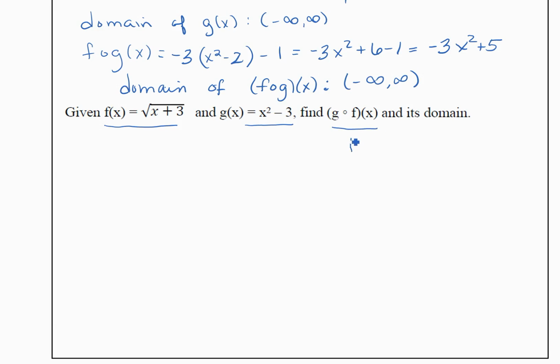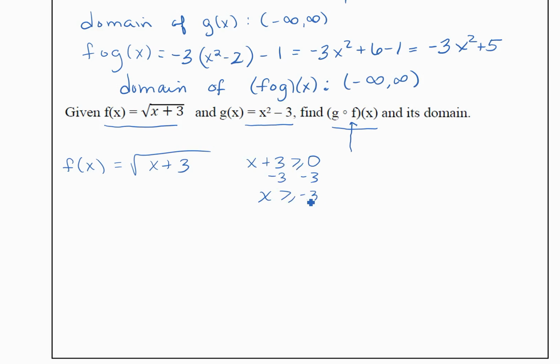So notice we're always going to look at the function that we're plugging in first, f of x. So here f of x is equal to the square root of x plus 3. And remember, with square roots, we need the radicand, the thing under the square root. So we need x plus 3 to be greater than or equal to 0. So if we subtract 3 from both sides, that's going to tell us that x has to be greater than or equal to negative 3.